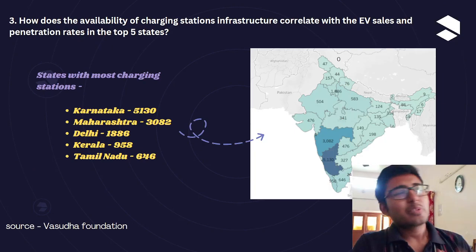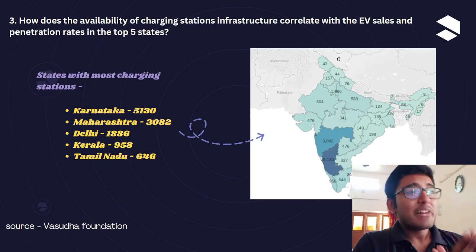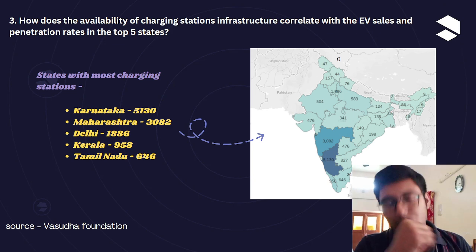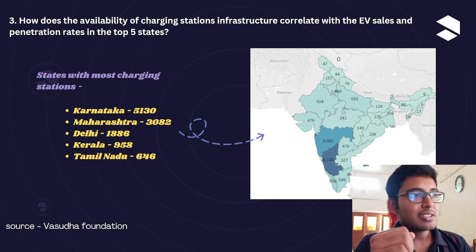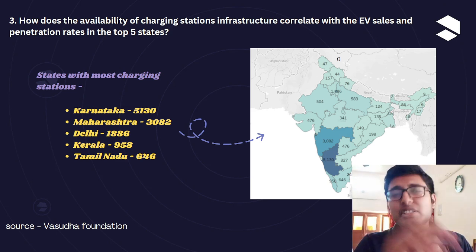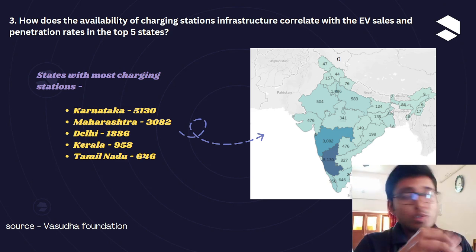Now, moving on to the third question, they ask us how does the availability of charging station infrastructure correlate with the EV sales and penetration rate in top 5 states? Firstly, the states with the most charging stations include Karnataka with 5,130 stations, followed by Maharashtra with 3,000 stations, followed by Delhi, Kerala, and Tamil Nadu. By the way, the source of this information is Vasudha Foundation.